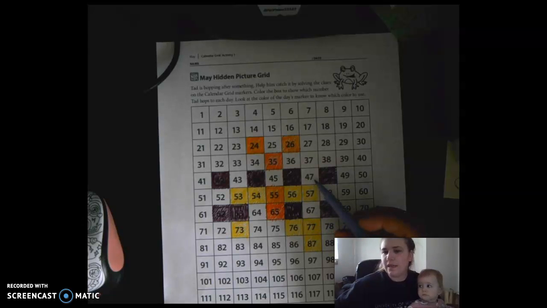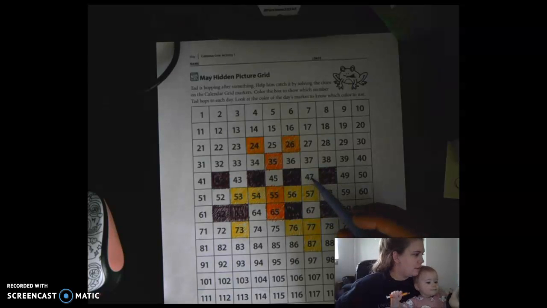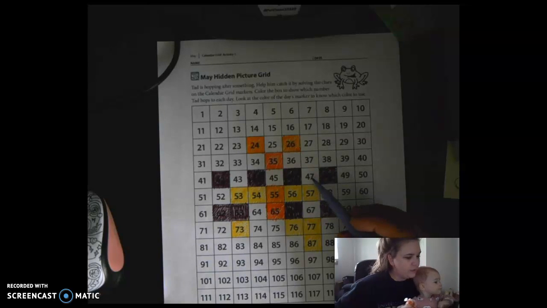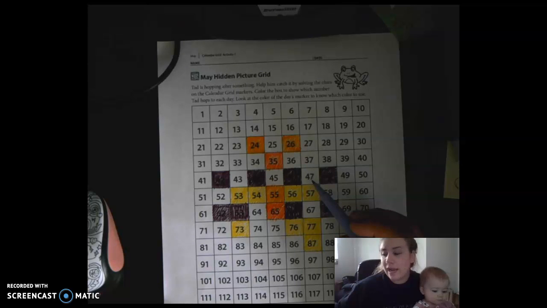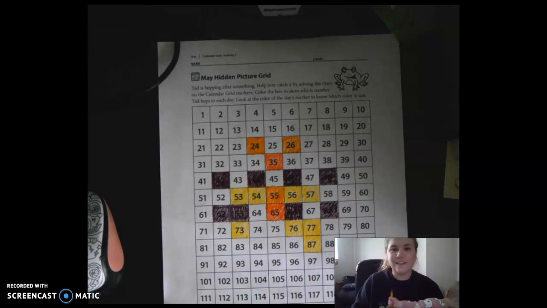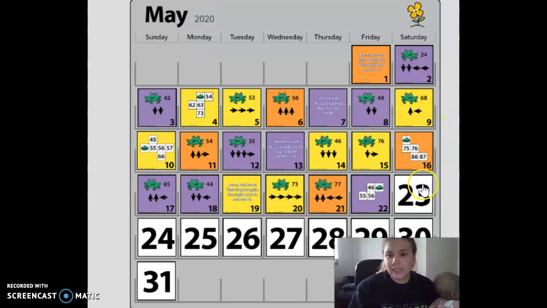So how many times are we going to go up? We're going to go 1, 2, 3 times up. And that is 3 times up. So remember, when we go up, we subtract. And when we go up, we subtract by 10. So we go minus 10, minus 10, minus 10. Let's color in 47. And let's check Saturdays.